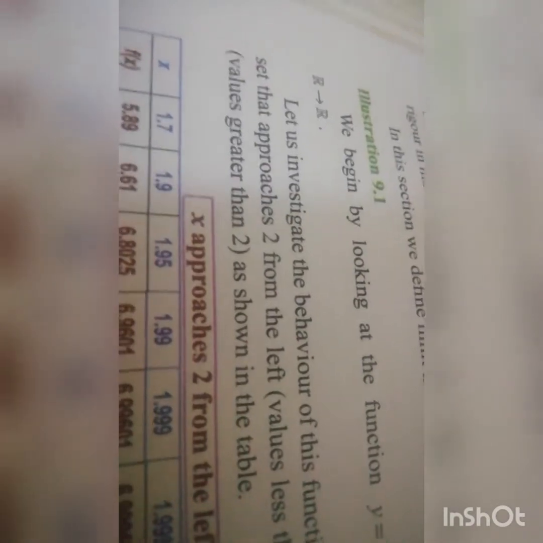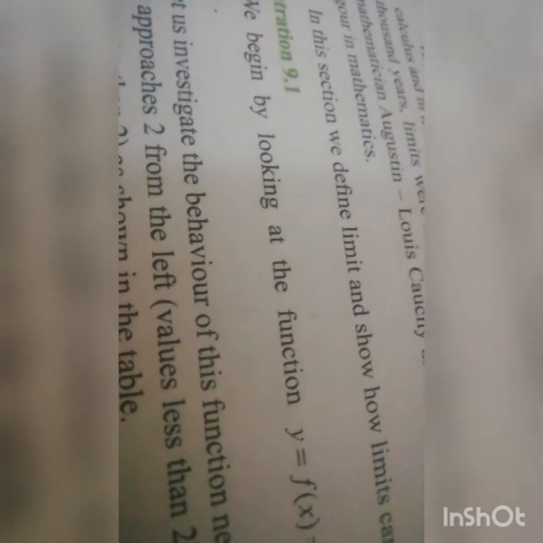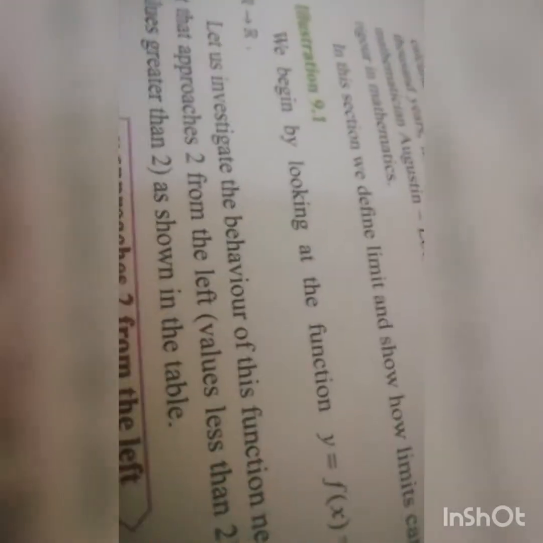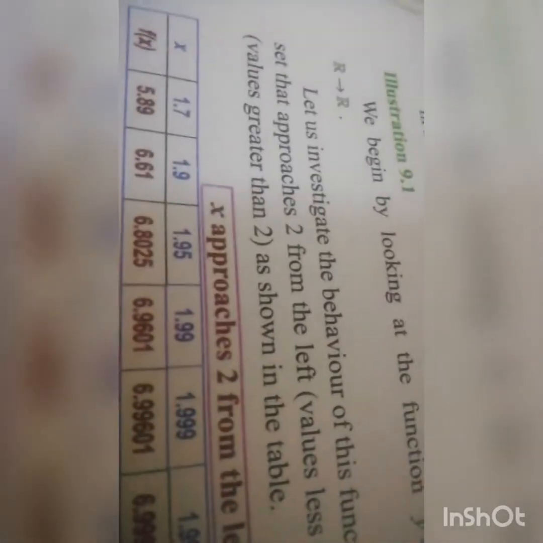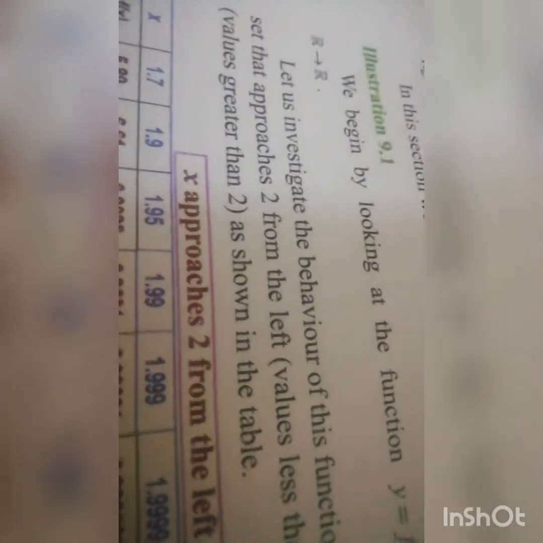Okay, this approaches 2 from the left. There are two types of limit. If you approach from before 2, that is called the left hand limit. If you approach from after 2, that is the right hand limit, as x tends to 2. In this case all values of x tend to 2 from less than 2. That means it is a left hand limit. Left hand limits.